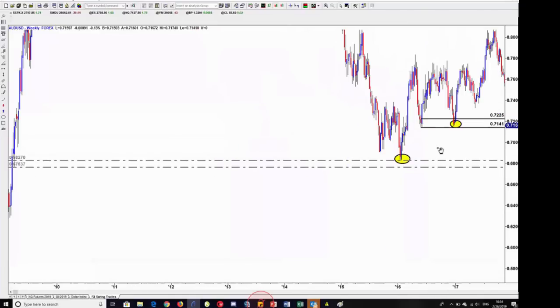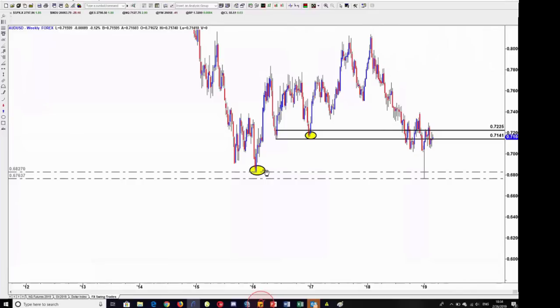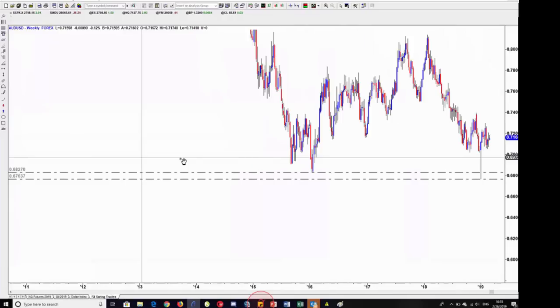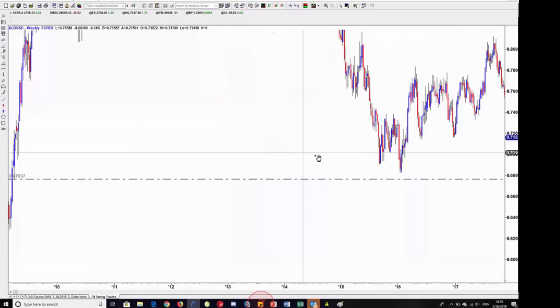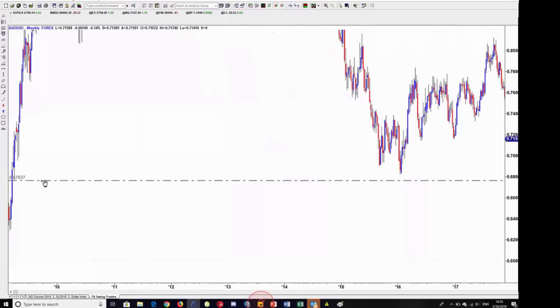Well, see, the origin, this wasn't here, the demand zone to the left-hand side. In fact, if we go and take a look, the true demand zone, if we go all the way back, was right down here.